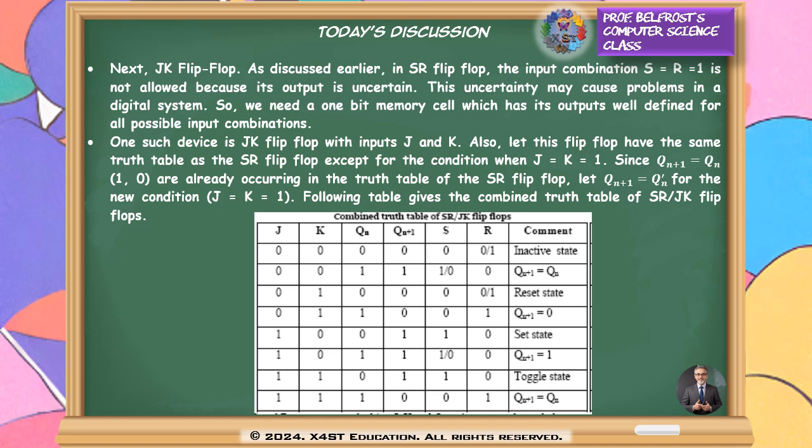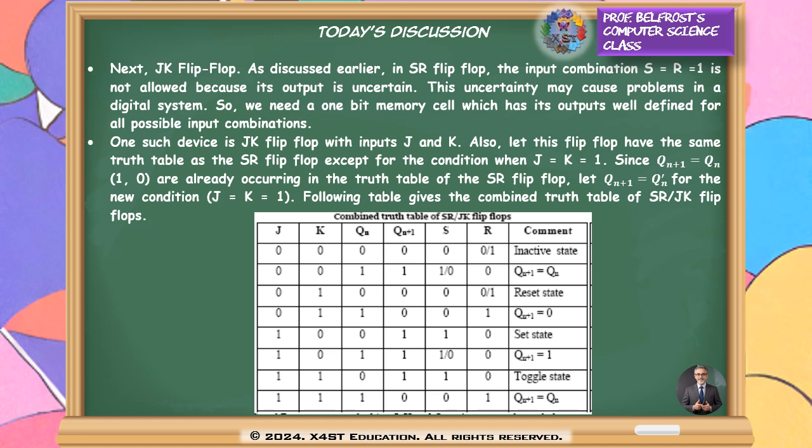So let this flip-flop, the JK flip-flop, have the same truth table as the SR flip-flop, except for the condition when J and K equal 1. Since Qn+1, the after state, equals Qn, 1, 0 are already occurring in the truth table of the SR flip-flop, let Qn+1 equal the complement of Qn for the new condition, which is when J and K equal 1.